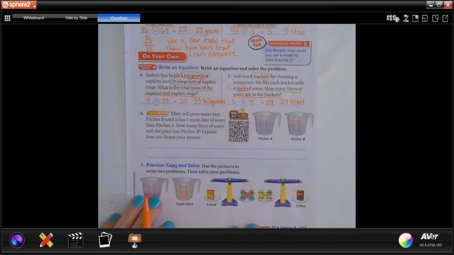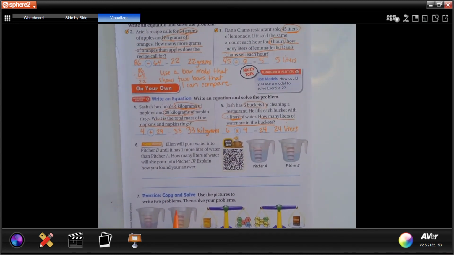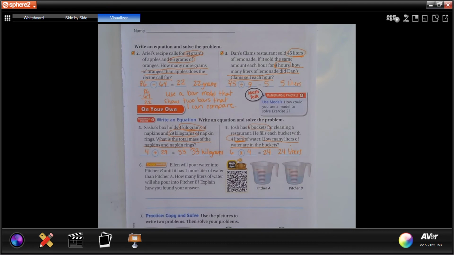6. I want to make sure you were all able to see all of that to get that written down. You may pause if you need to get this written down. Then we'll move on to number 6. Ellen will pour water into pitcher B until it has 1 more liter of water than pitcher A. How many liters of water will she pour into pitcher B? Explain how you found your answer.